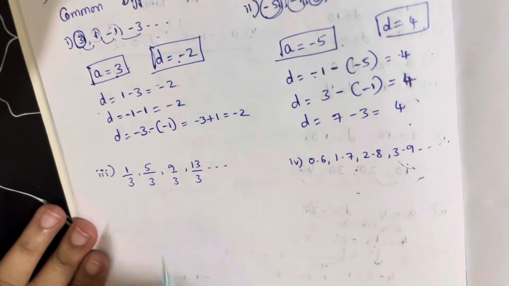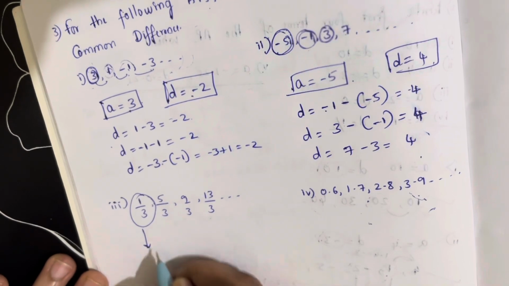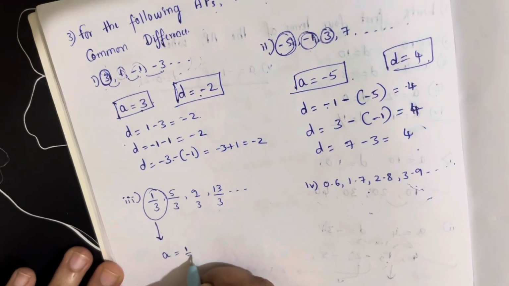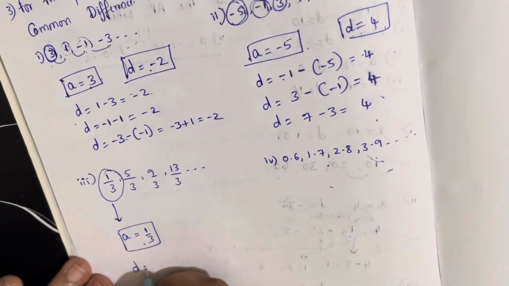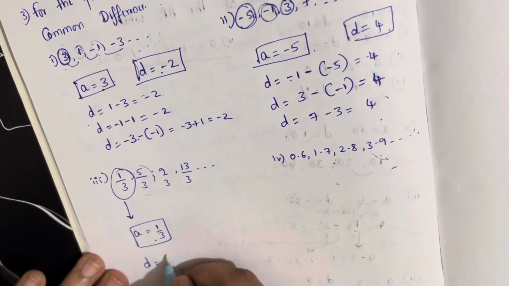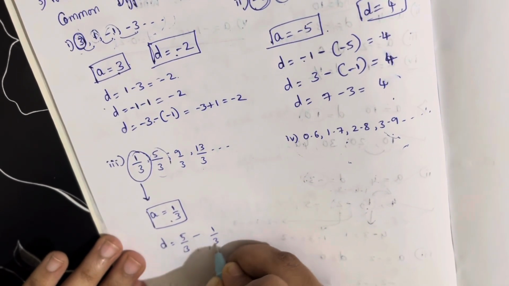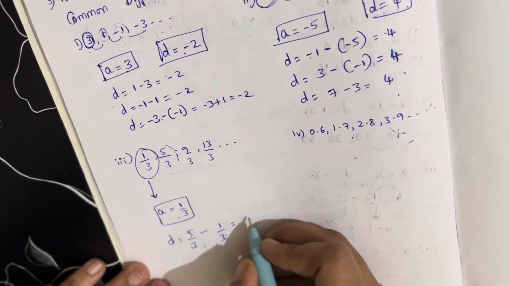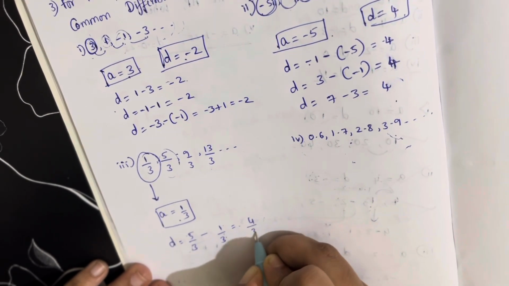And here comes a fraction. Here what is the first term? It is A equal to 1 by 3. Now to find the difference, what will we do? We will take the second term, 5 by 3 minus 1 by 3. What will be the answer? 5 minus 1 is nothing but, there is a common denominator, it will be 4 by 3.